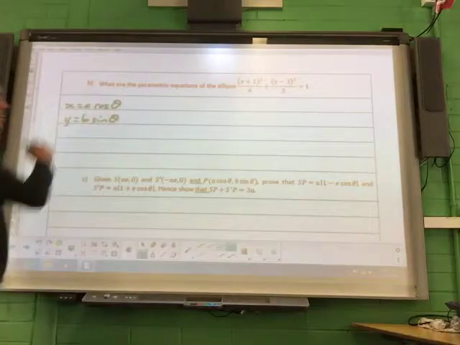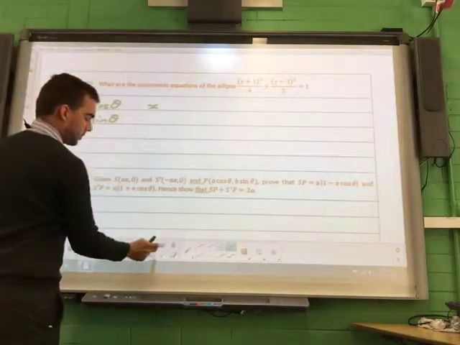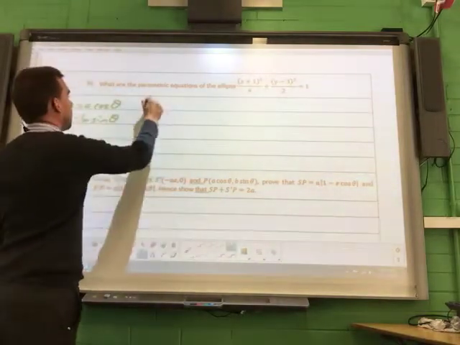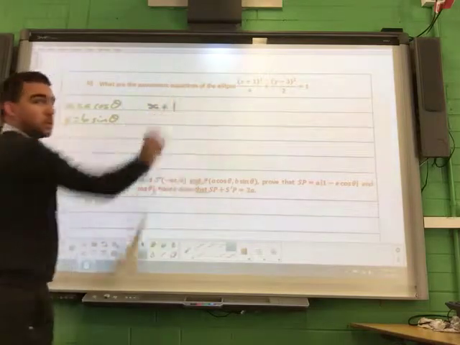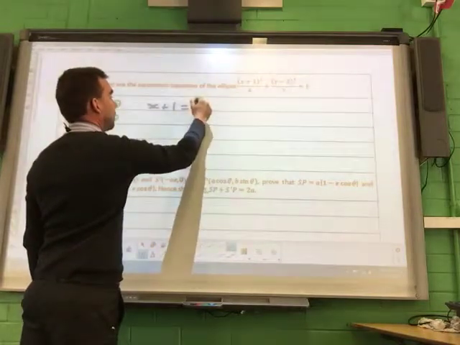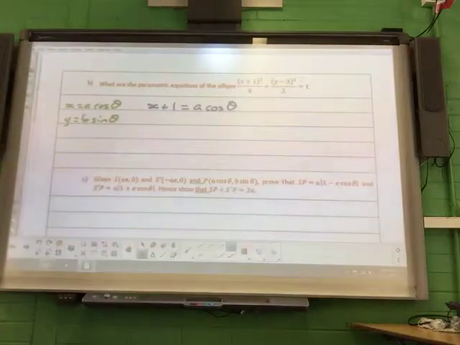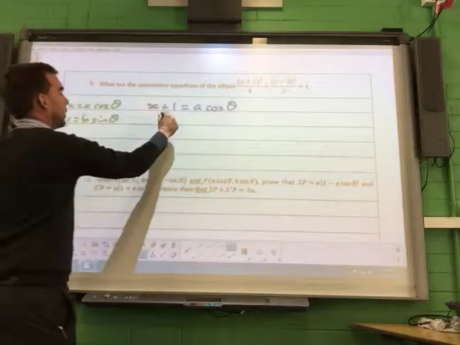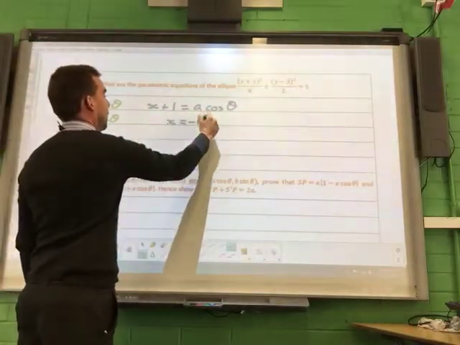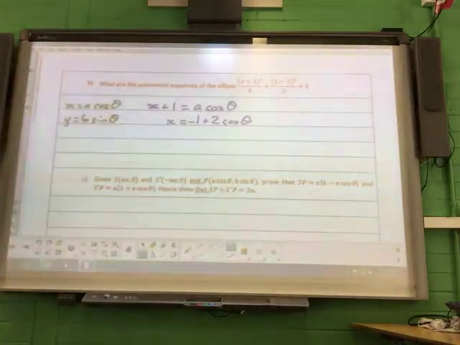However, this is assuming that we're at the centre. Okay, so when we're not at the centre, we're just going to have to do a bit of manipulation. So really, x plus 1, so the point there, is equal to a cos theta. Alright, a squared is 4, so a is going to be 2. Alright, so x is going to be negative 1 plus 2 cos theta.